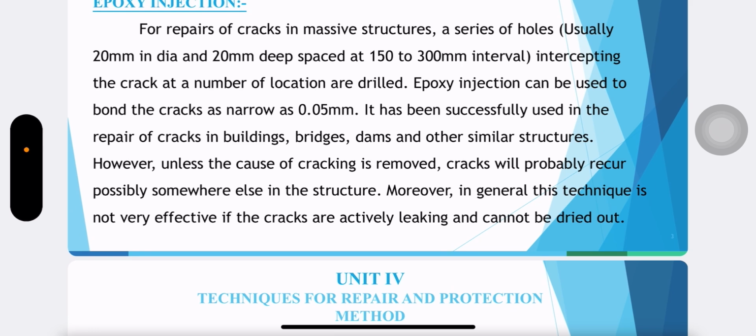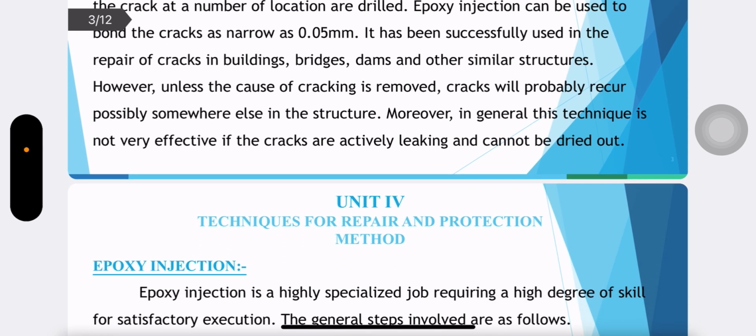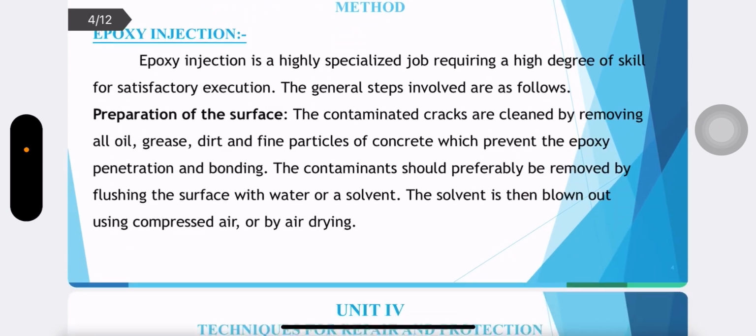However, unless the cause of cracking is removed, cracks will probably recur, possibly somewhere else in the structure. Moreover, in general, this technique is not very effective if the cracks are actually leaking and cannot be dried out. And epoxy injection is a highly specialized job requiring a high degree of skill for satisfactory execution.